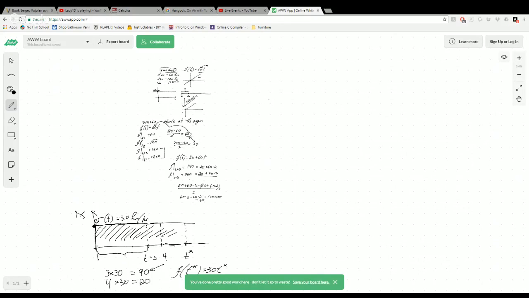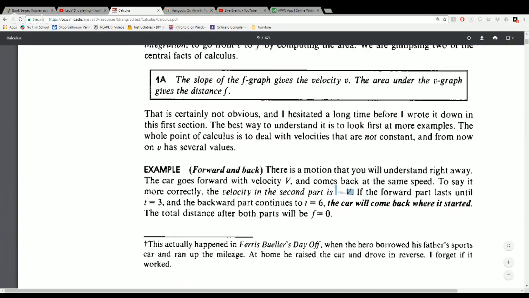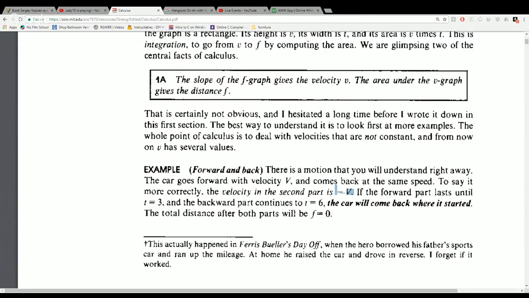So we have a car. We start at some point, we'll call this our origin. We go to the right with velocity v. And then we go back here with velocity negative v, and we end up where we started, at the origin. If the forward part lasts until t equals 3, so let's say it takes 3 hours to get to the end of the forward part, and the backward part continues to t equals 6, the car will come back where it started.